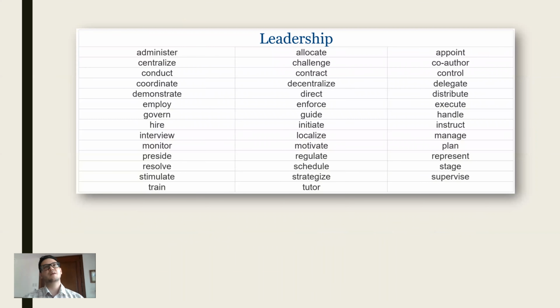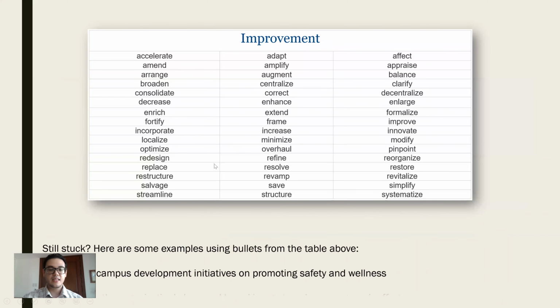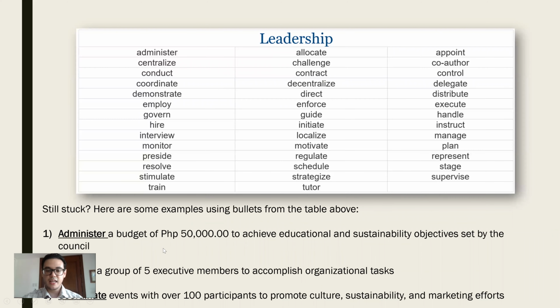What if I did something in leadership? Well, you have all these great words to start off. And let me give you an example. I administered a budget of X pesos to achieve goals and sustainability objectives, right? I led, sorry, I led a group of 5 executive members to accomplish tasks. I coordinated with different clubs to host an event that had over 200 participants, right? There's so many ways you can go, but the main point is for every bullet point, you always want to start with a dynamic word.